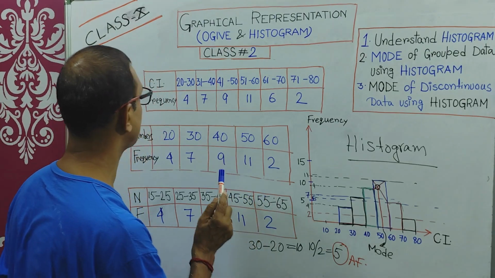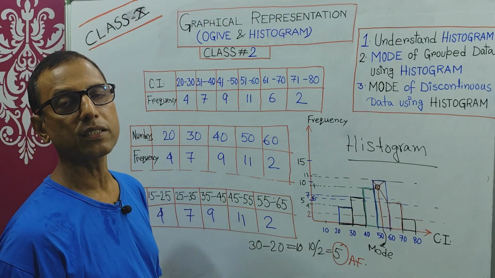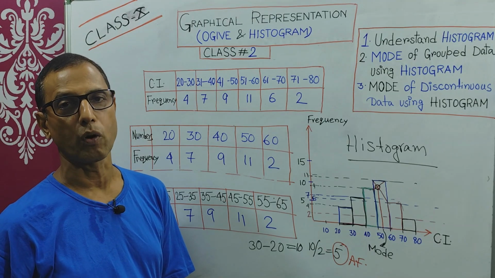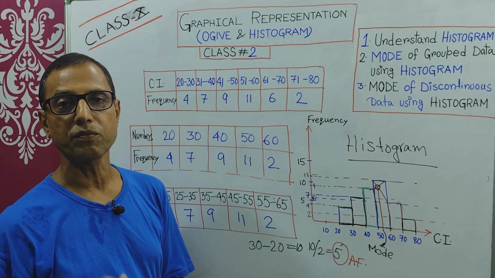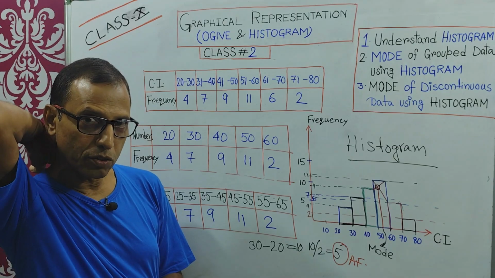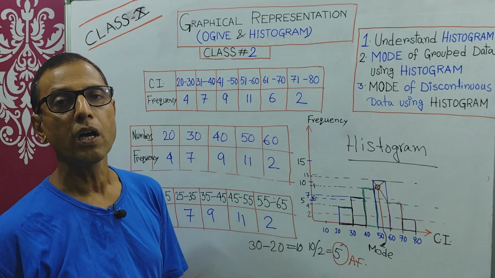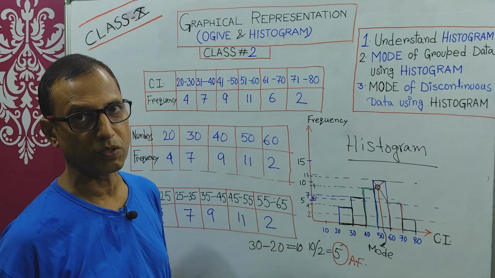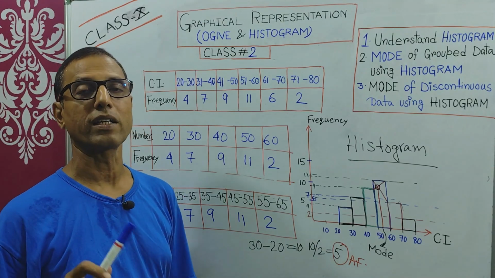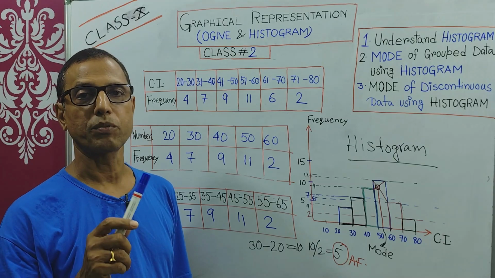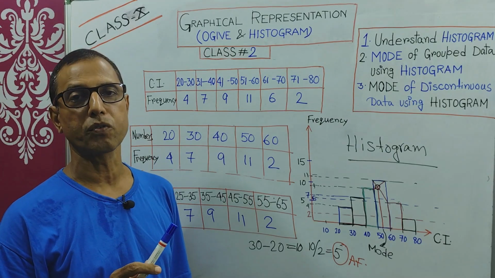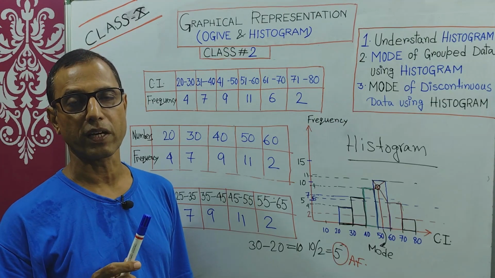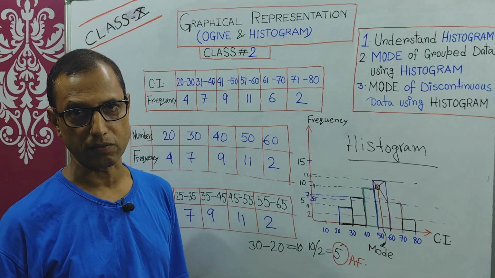But if your data set is not continuous, then you need to find the difference between the upper bound and lower bound. If this is equal everywhere, you need to divide that difference by 2 and find the adjustment factor. That resultant value, the adjustment factor, you need to subtract from the lower bound for all class intervals, and you need to add the adjustment factor to the upper bounds for all the class intervals.